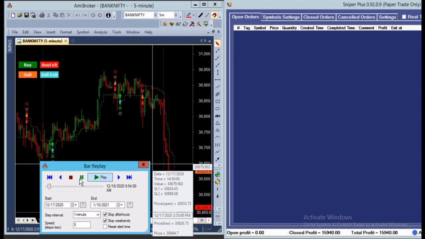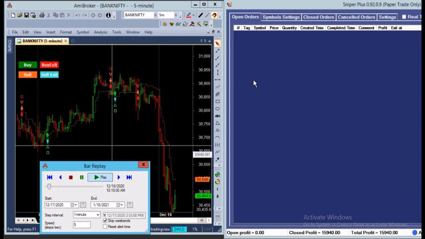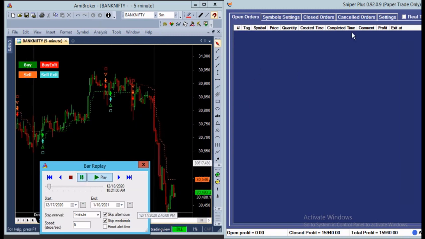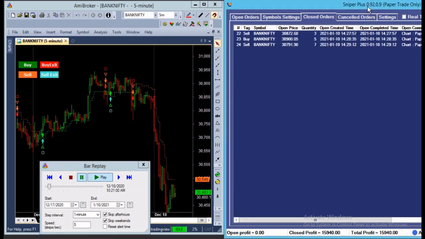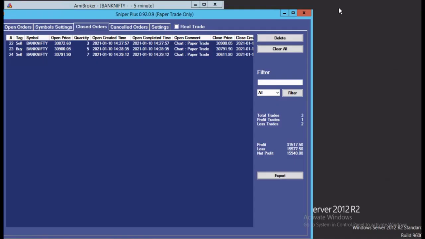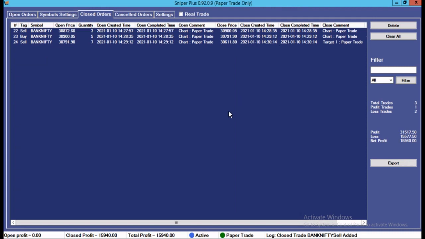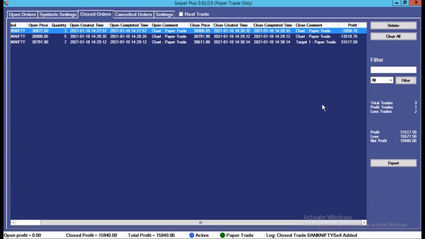Okay, now let's come to Sniper Plus. Here in closed orders, we can see there are 3 calls. One is a sell call, another is a buy call, another is a sell call again. Here the first call is a sell call, the quantity is 3, and the trade is in loss.